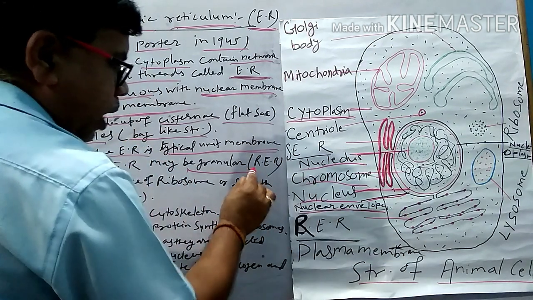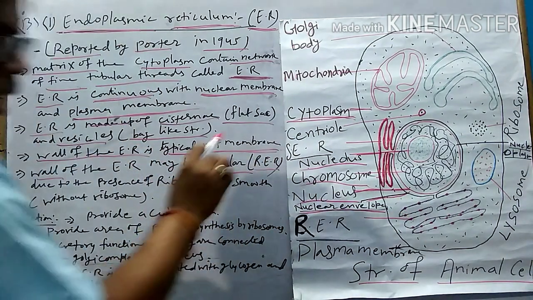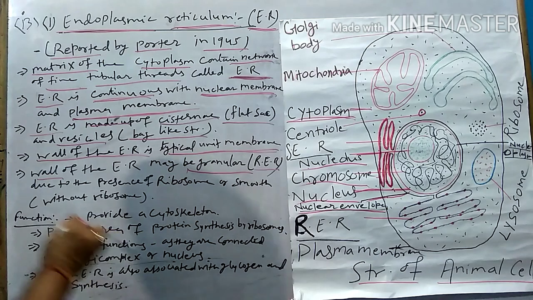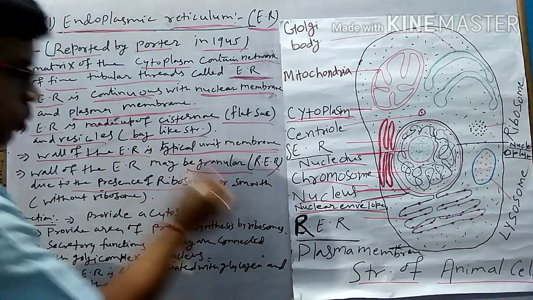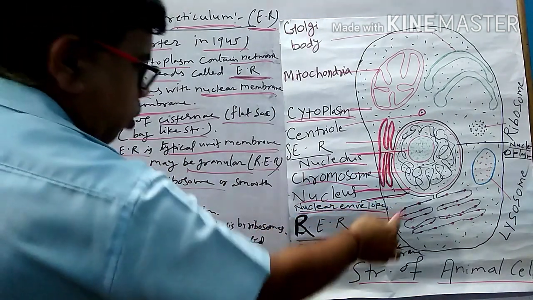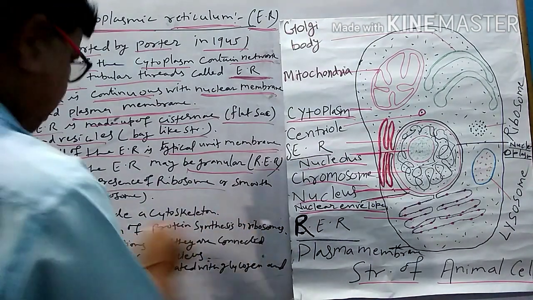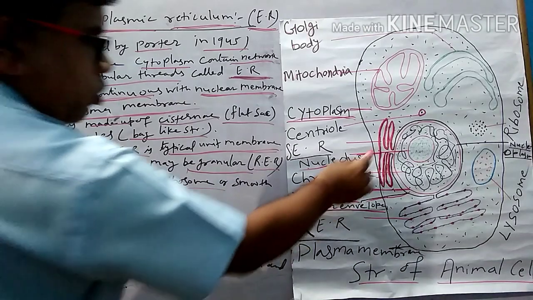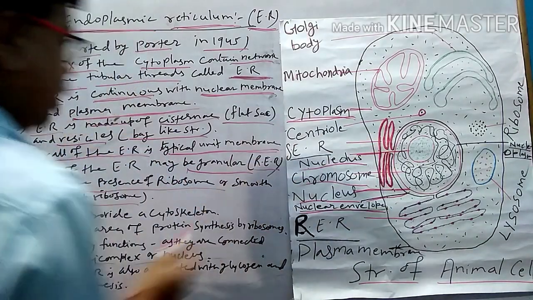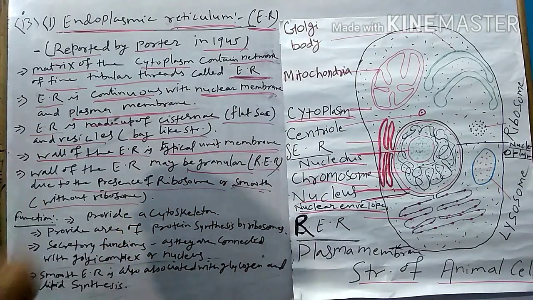It is also called RER, rough endoplasmic reticulum, due to the presence of ribosome. Then without ribosome, it is called a smooth endoplasmic reticulum.